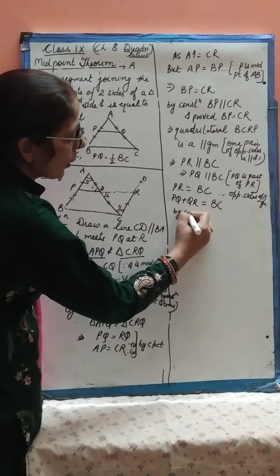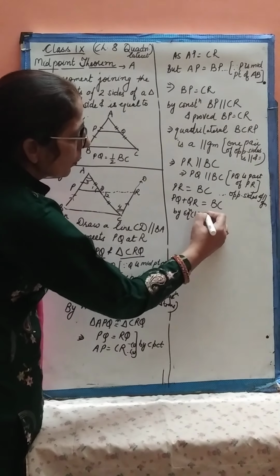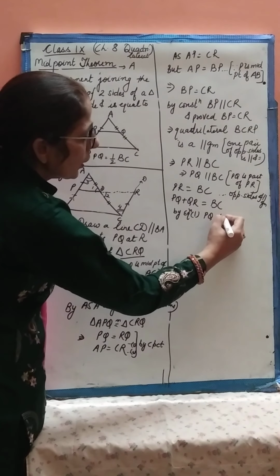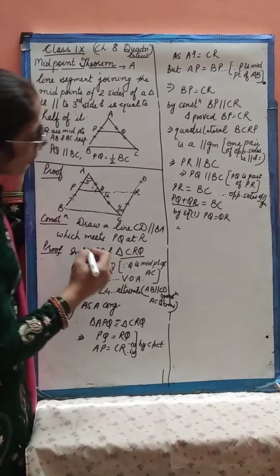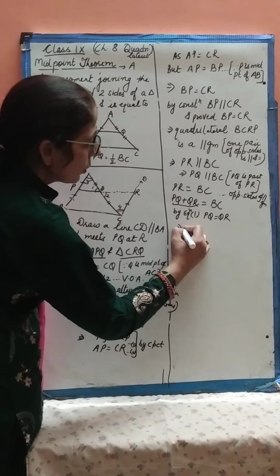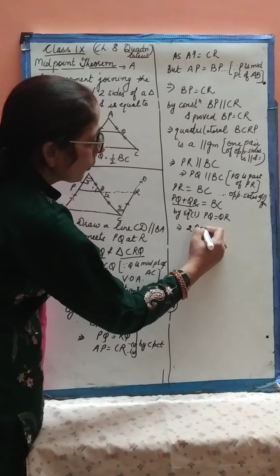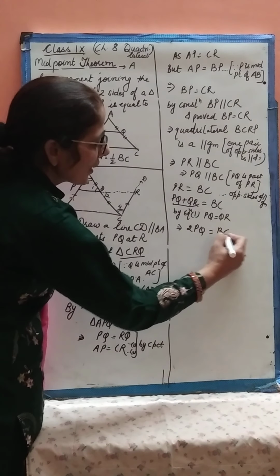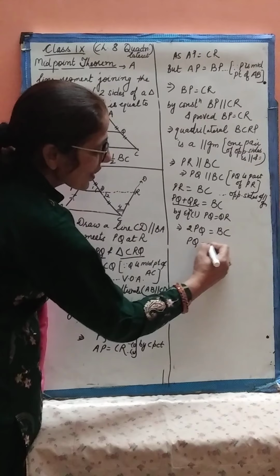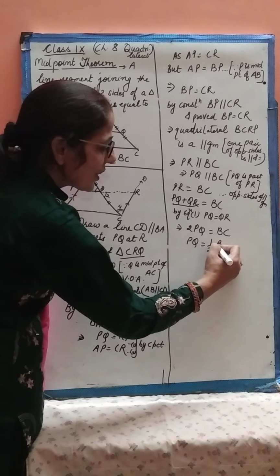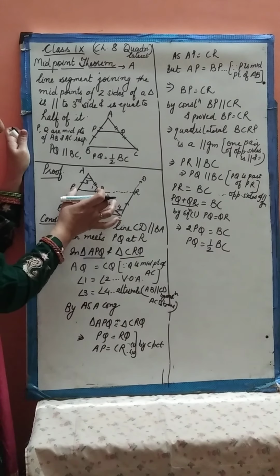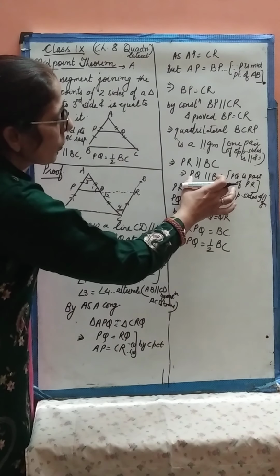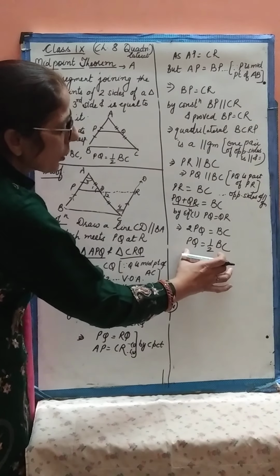By equation 1, PQ is equal to QR. So I can write it as twice of PQ. So twice of PQ is equal to BC. So you can say PQ is equal to half of BC. PQ is half of BC. So it means we have proved this, PQ is parallel to BC, PQ is half of BC.